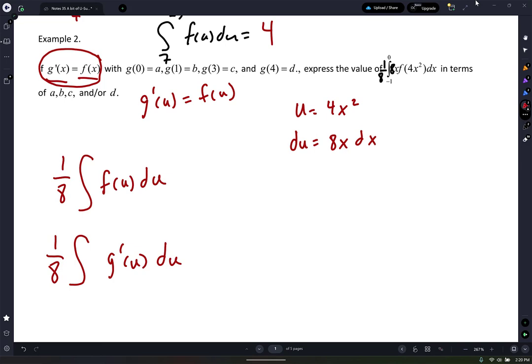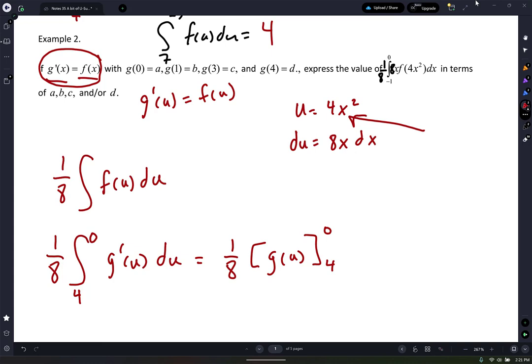I need new limits. When x was negative 1, I'm going to plug a negative 1 in here. Negative 1 squared is 1, and 1 times 4 is 4. So that's my new lower limit. When x is 0, 0 squared is 0, and 0 times 4 is 0. So now I'm going to go ahead and do the antiderivative. I'm going to write 1/8. The antiderivative of g prime is just g, and I'm evaluating it from 4 to 0.